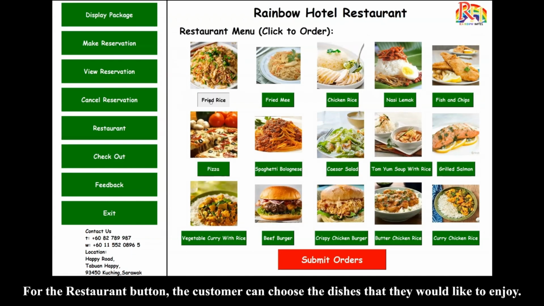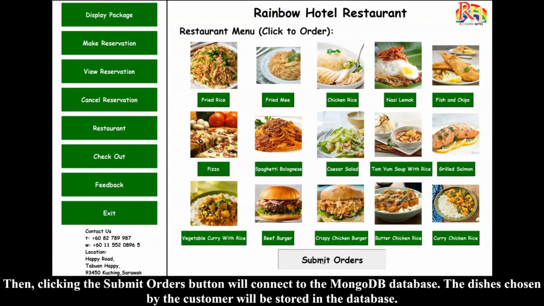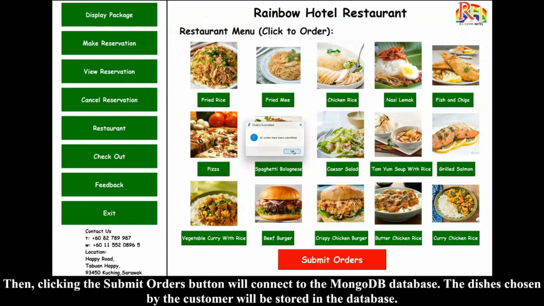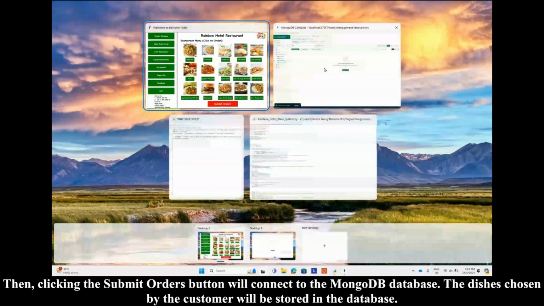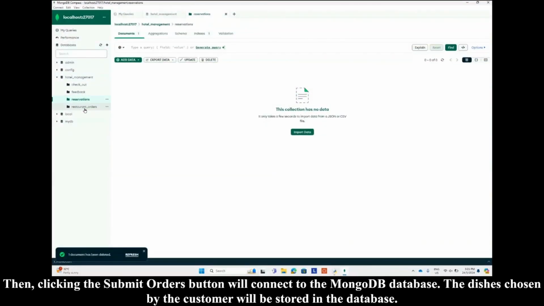For the Restaurant button, the customer can choose the dishes that they would like to enjoy. Then, clicking the Submit Orders button will connect to the MongoDB database. The dishes chosen by the customer will be stored in the database.